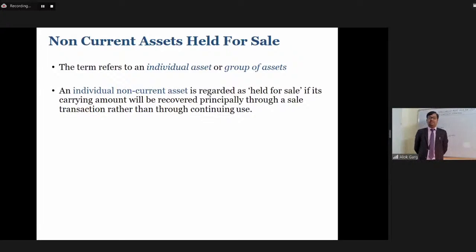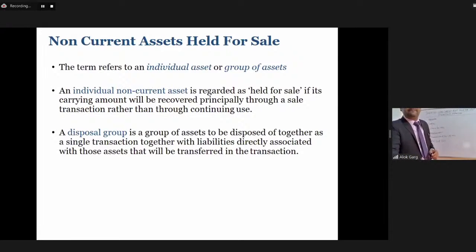We have discussed what is the intent of this held for sale, what is the objective of this held for sale. Since we are calling it a held for sale asset, from where will the future economic benefit be received? The future economic benefit will be received through a sale transaction rather than through continuing use.